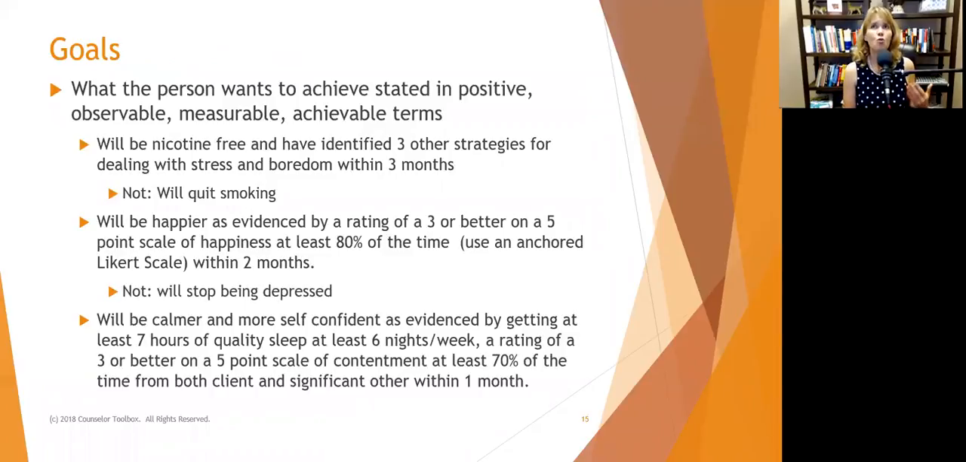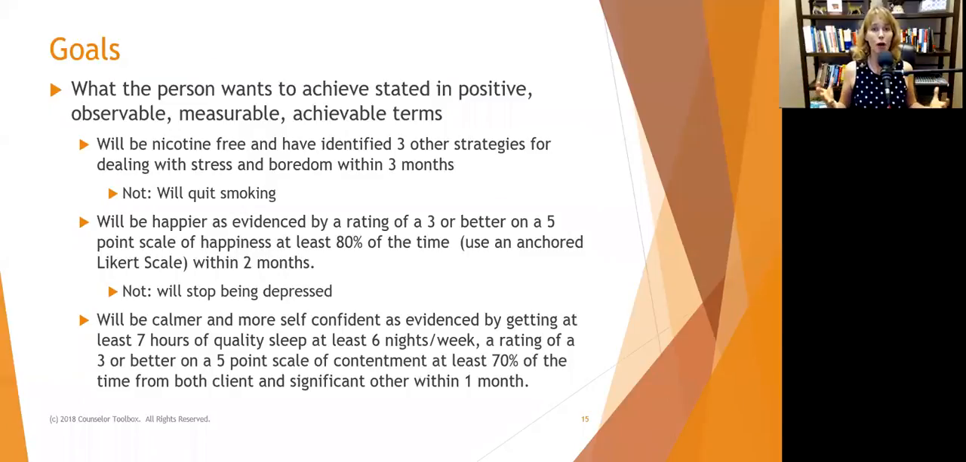Goals are what the person wants to achieve, stated in positive, observable, measurable, and achievable terms. So, this is not necessarily Tony, but let's look at some other examples. The person will be nicotine-free and have identified 3 other strategies for dealing with stress and boredom within 3 months. So they will be something, and what else are they going to have?